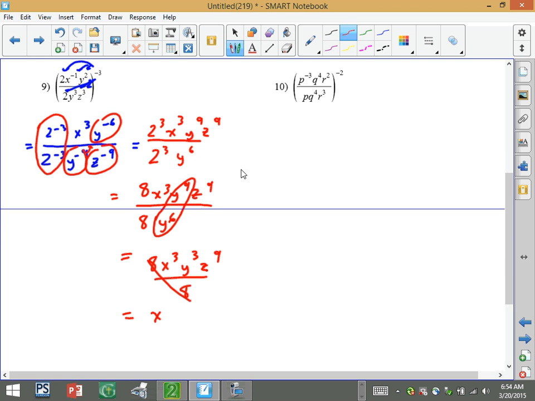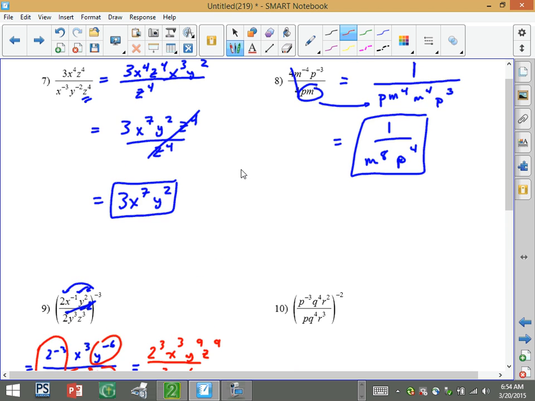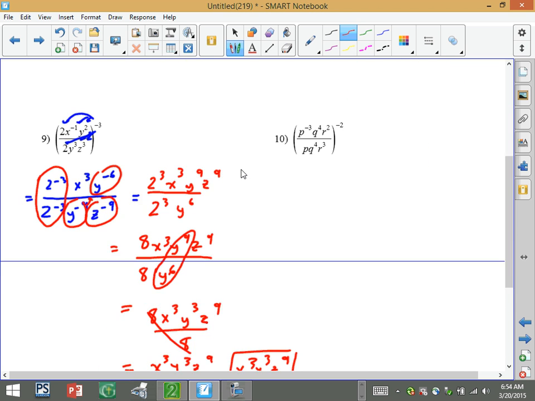x to the third, y to the third, z to the ninth over 1. And I can just write that as x to the third, y to the third, z to the ninth. When 1's in the denominator, you don't have to rewrite it. But you saw number 8, if 1's in the numerator, you do have to write it. Number 10.